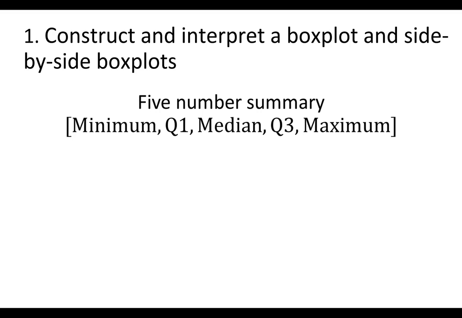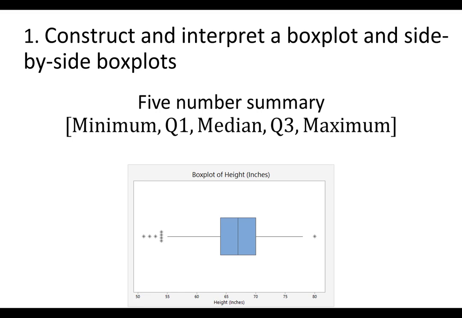Construct and interpret a boxplot and side-by-side boxplots. At the end of Lesson 2, you learned about 5-number summaries. The values from a 5-number summary can be used to construct a boxplot. Here we have a horizontal boxplot. You might also hear this referred to as a box and whisker plot. The stars on the left and the right side are outliers. We'll see later how Minitab Express determines which points are outliers.